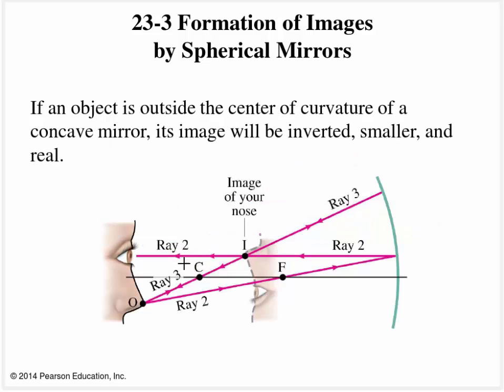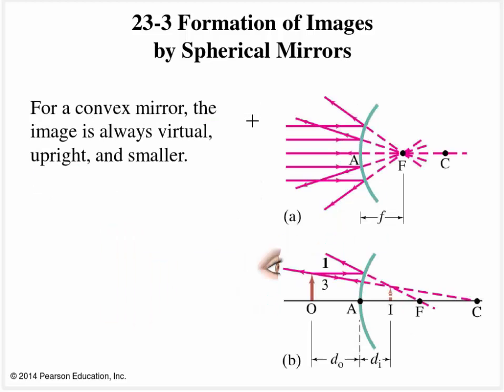And lastly, let's say what happens if we move our object outside the center of curvature. So we've looked at the object here, we've looked at the object here, and we've looked at the object over here. Essentially, the image is going to be inverted, upside down. Now the object distance is going to be larger than the image distance, so the image is going to be smaller, and the light goes through it, so it's going to be real. Now all of that was for concave mirrors.